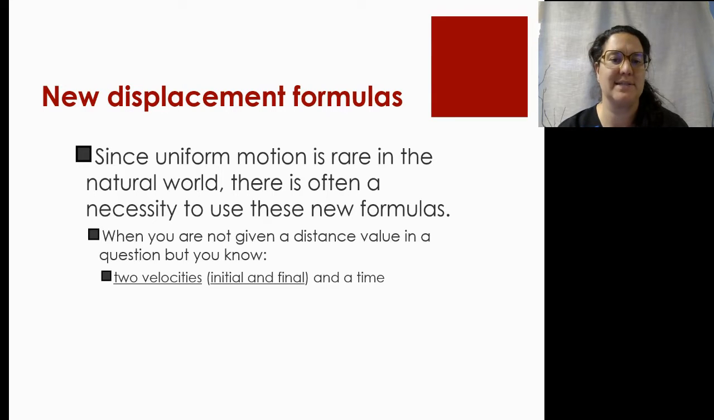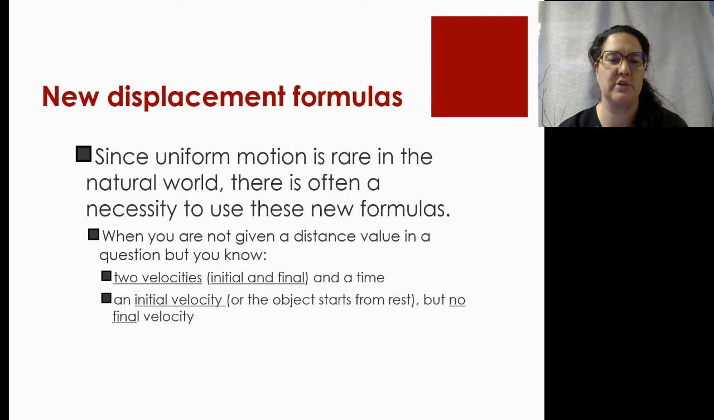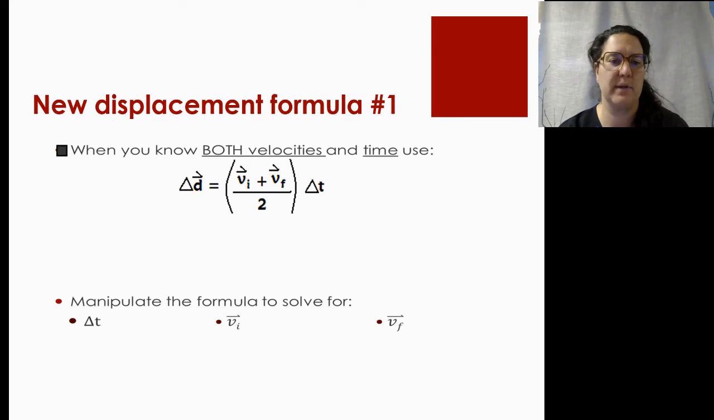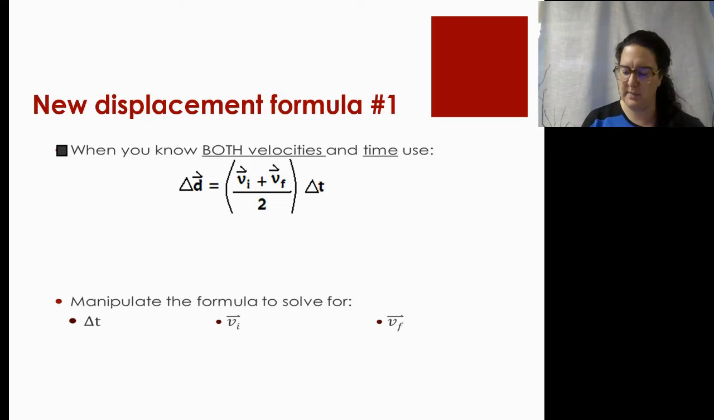When you're not given the distance value in the question, but you know the initial and final velocity as well as the time, or if you know the initial velocity but no final velocity, the acceleration of the object, and the time interval, we have two different formulas that we can rearrange here. These formulas are given to you in your data booklet, and we're going to manipulate them to solve for the different variables. What you do to one side of the equation, you must do to the other.